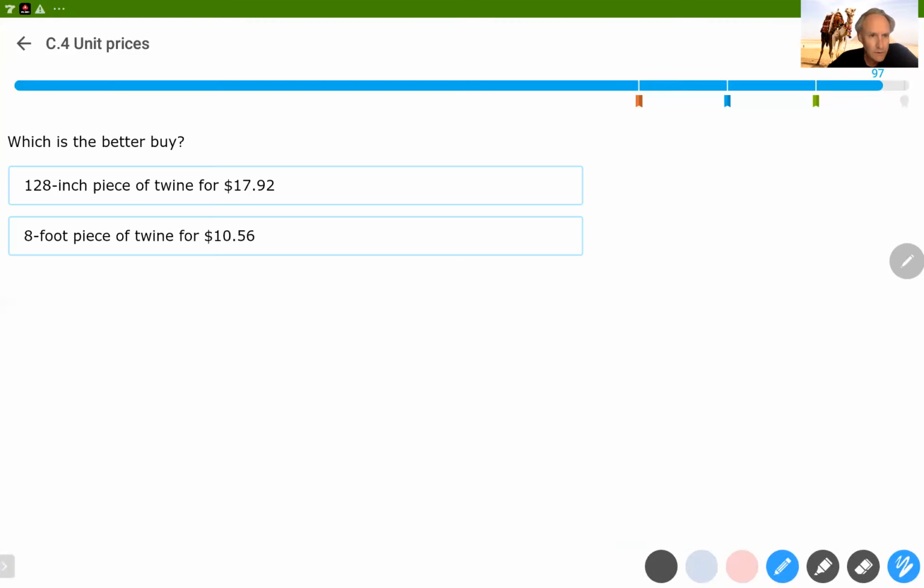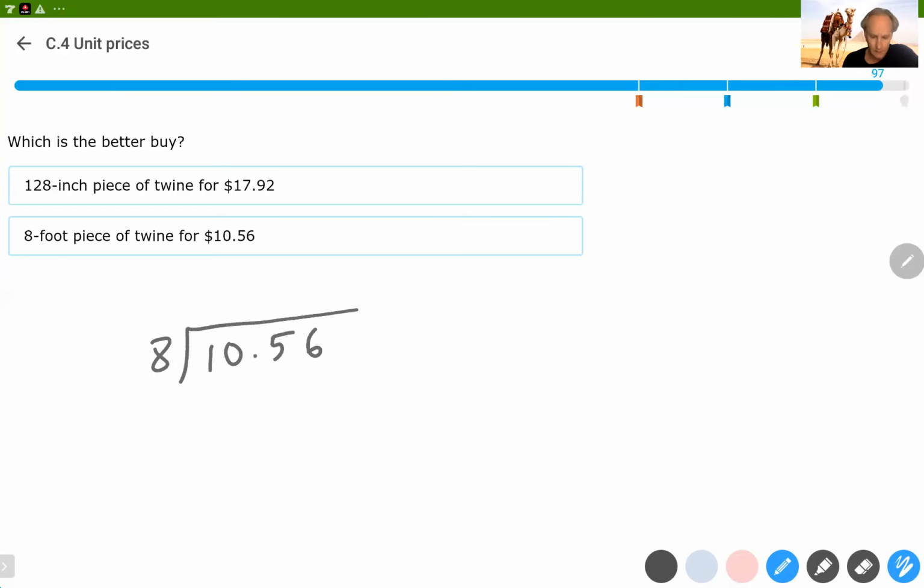All right, 128-inch piece of twine for $17.92, or an 8-foot piece of twine for $10.56. I think I want to change that 128. No, I was thinking I could change that to feet. Well, I don't see any easy way to go here. I'm going to go ahead and find out what the price per foot is on this.